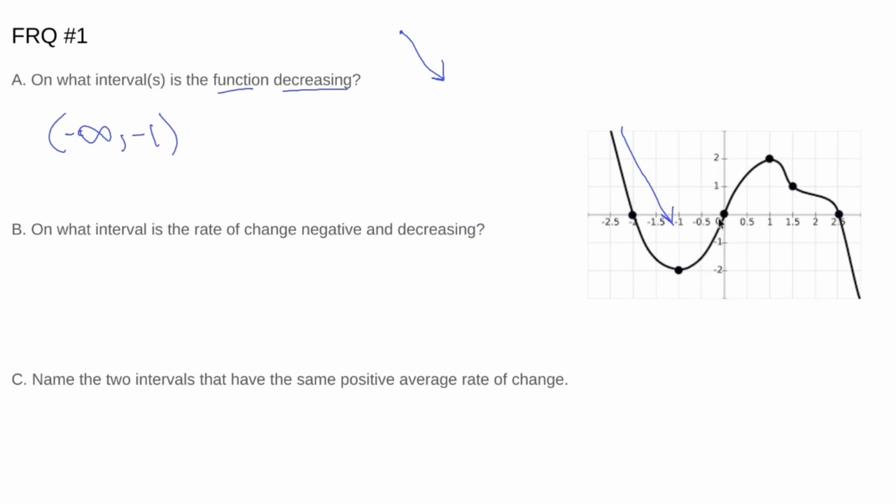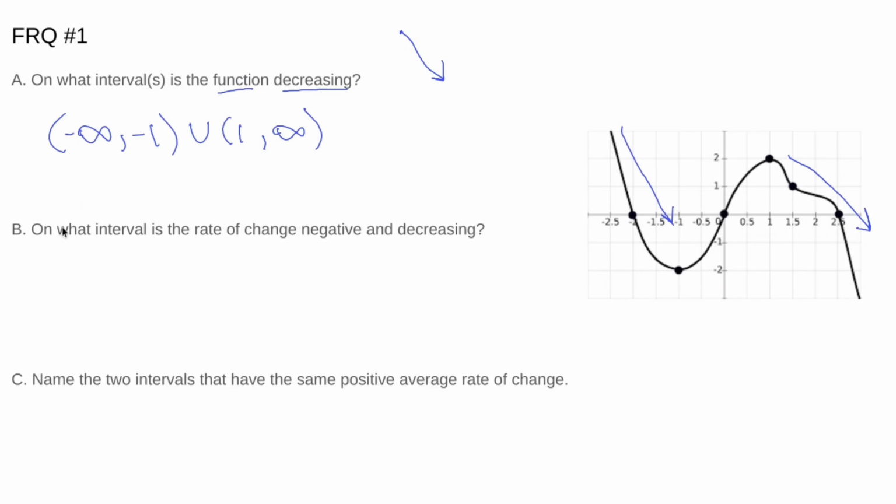From -1 to 1, we're increasing, and then from 1, we're going down and to the right again. And it's not consistent, but it doesn't have to be. It's just going down and to the right, down and to the right, down and to the right. So it picks back up from 1 to +infinity. So we'll say union 1 to +infinity. That is where our function is decreasing.